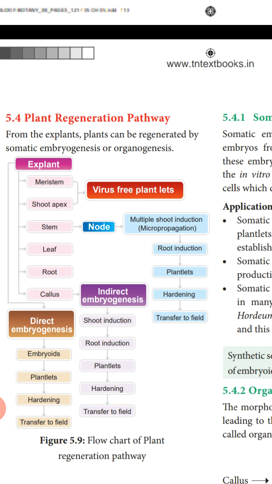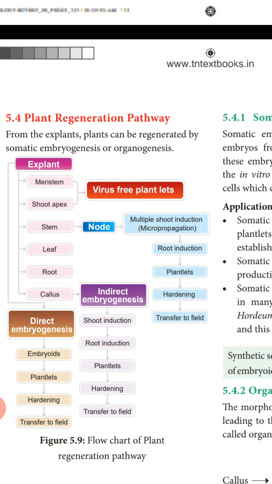So here the explant can be either the meristematic tissue or a shoot apex. When we are using this meristematic tissue or shoot apex, we are able to get virus-free plants. Since these are the dividing cells, newly formed cells, they are free from the attack of the virus. So from meristematic cells or shoot apex, when you are raising a plant, we will get a virus-free plantlet. Now, if the explant is a stem, and the nodes are used, we can develop multiple shoots. Multiple shoot formation can be done if we are using the stem.